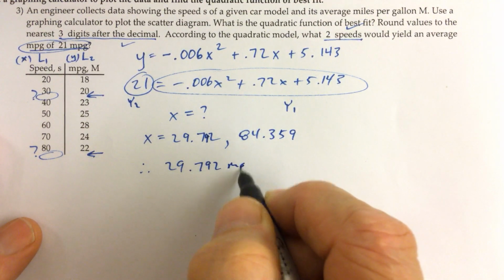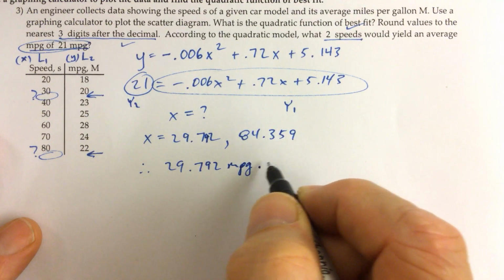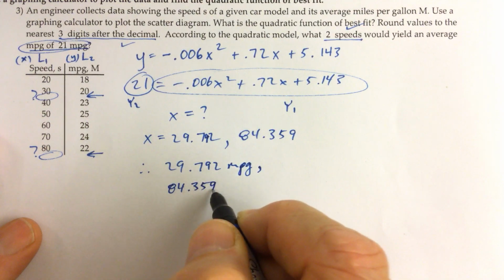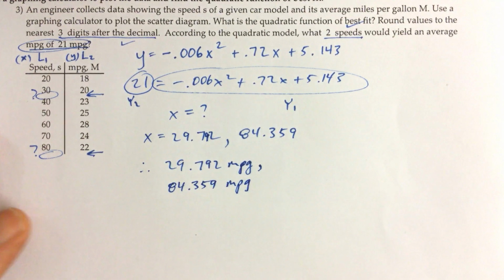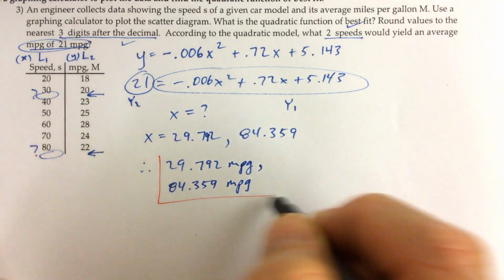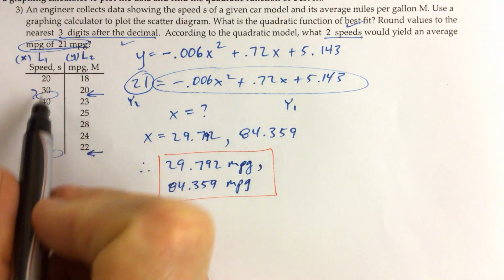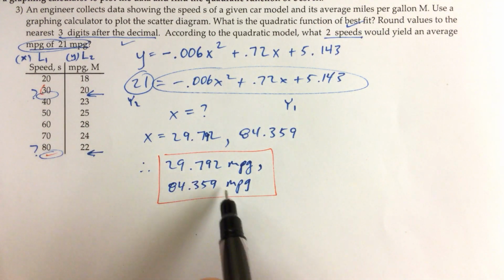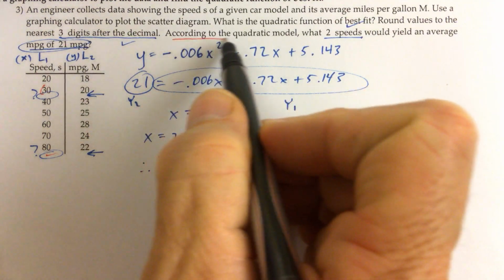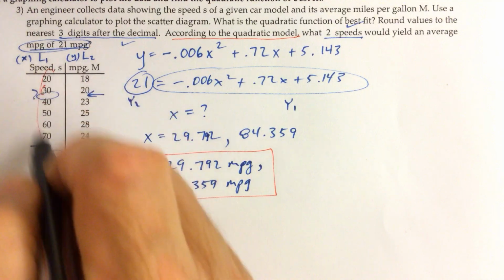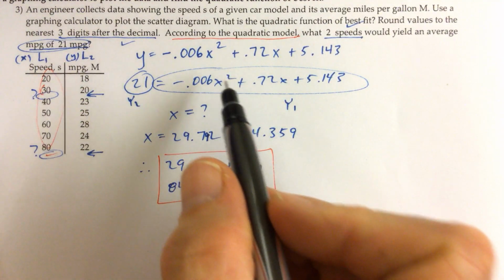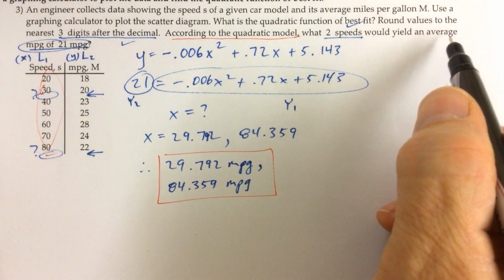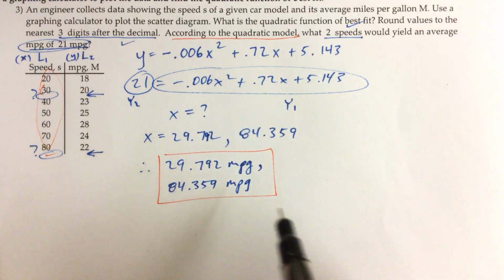29.792 and 84.359, which, if you remember what we estimated before, we said, okay, 29.7, so it's a little bit under what we estimated, but this one's right on track. But again, we're using the model, according to the quadratic model. We're not using the data. The data yield the model, and the model yields these numbers here. And so those are the two speeds which would yield an average miles per gallon of 21 miles per gallon. So there we go.